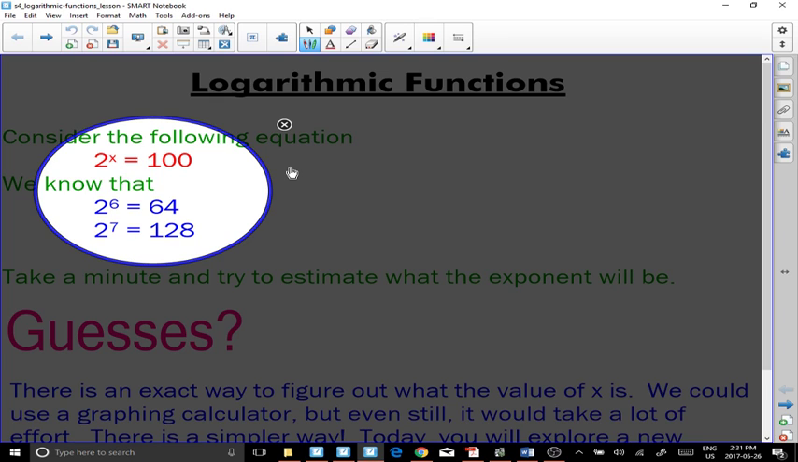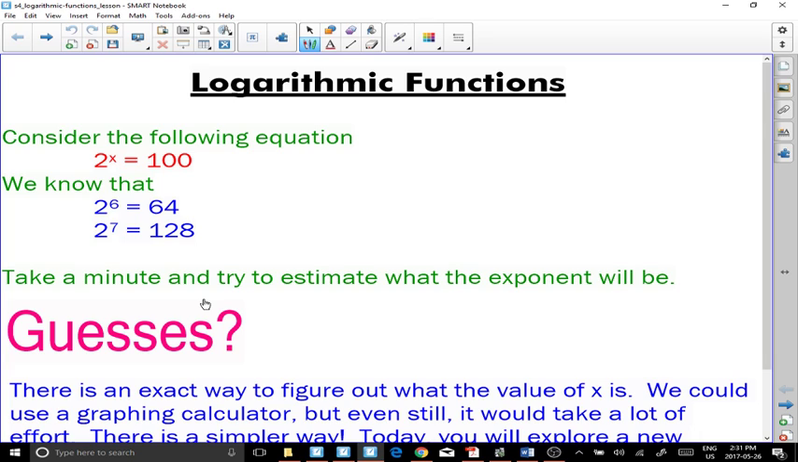Now, the lesson does say take a minute to try and figure out what it is, but we'll skip that because today is a bit of a crazy day. If you want to try one value on your calculator, you can. If you want to try two values, you can. I'm not telling you not to. But what we're trying to do is figure out what exponent on 2 makes exactly 100. What is it?